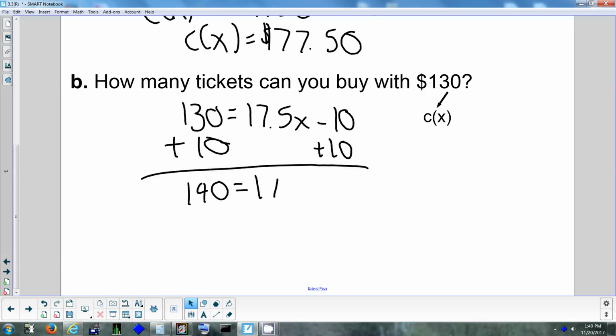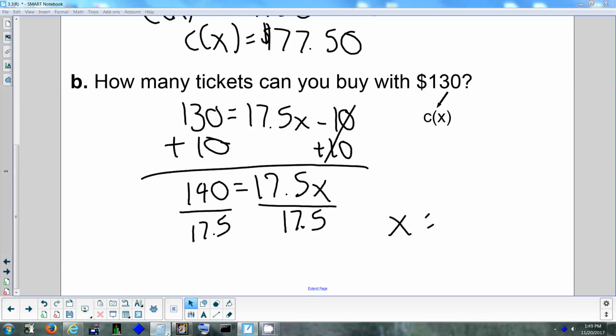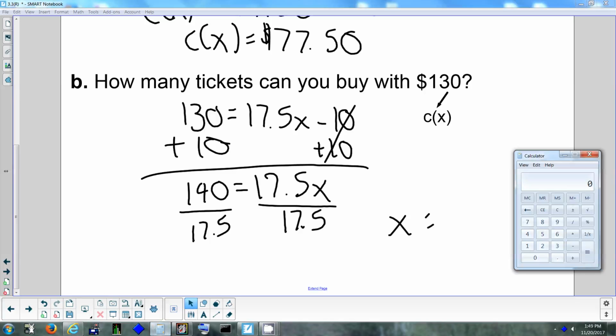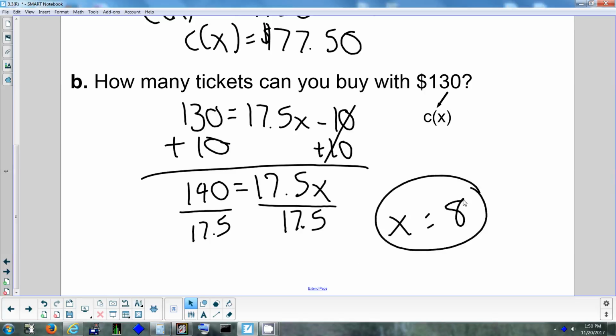140. Equals 17.5 X. That cancels out. Last step. Nathan, what am I going to do? Agreed. Divide by what number? 17.5. I got 8. So I got 140 divided by 17.5. So it's 140 and then minus 10. That's it. So with $130, you can buy 8 tickets.